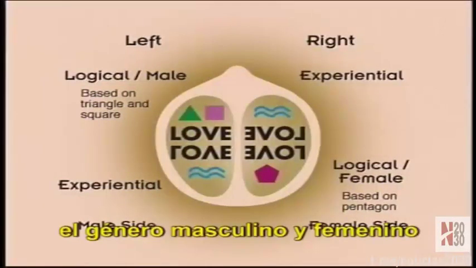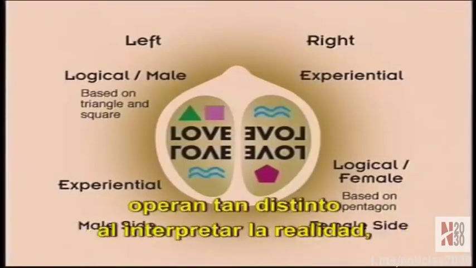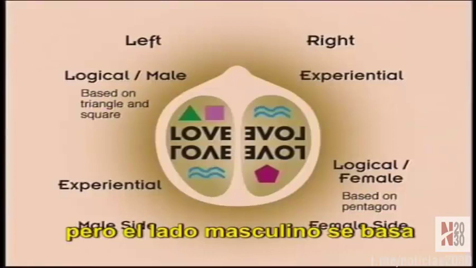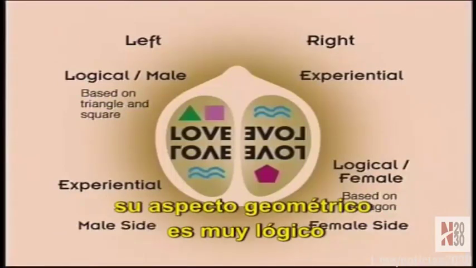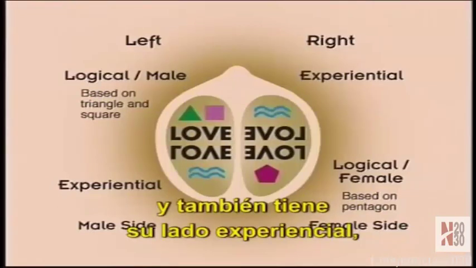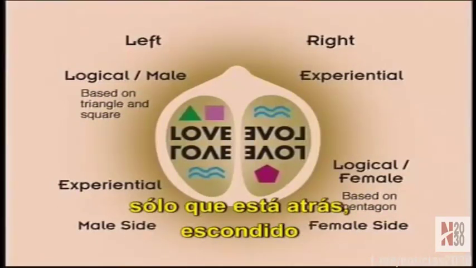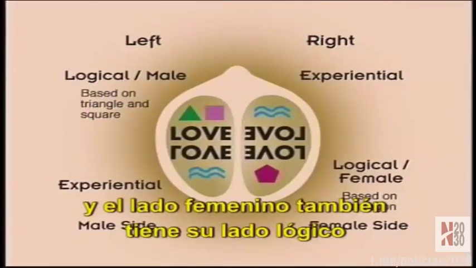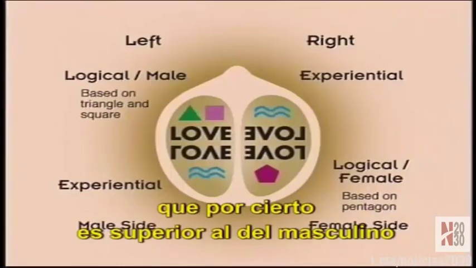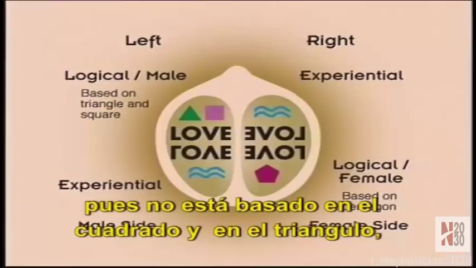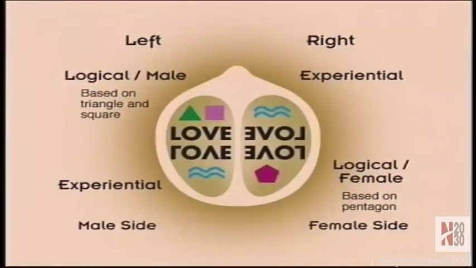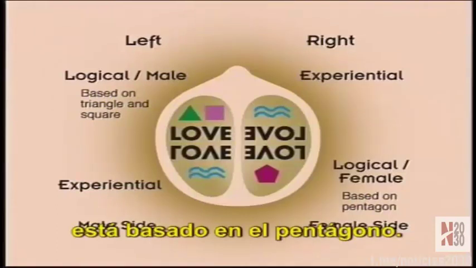And so the male and female seem so different in their approach to interpreting reality. But the male side is based on a triangle and square. The geometrical aspect is so logical, but it has an experiential aspect to it also. It's just that it's back, it's hidden. And the female has a logical side to her seemingly unlogical nature, which is not based on the triangle and the square, but is based on, oops, almost made a hexagon there, it is based on the pentagon.